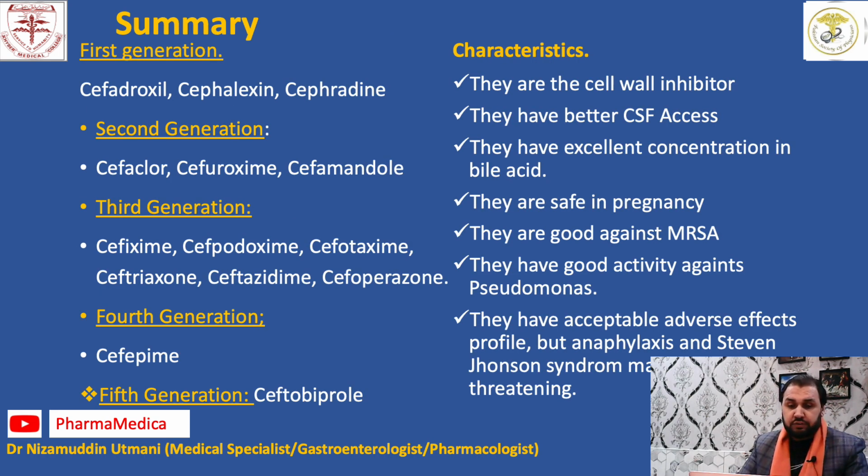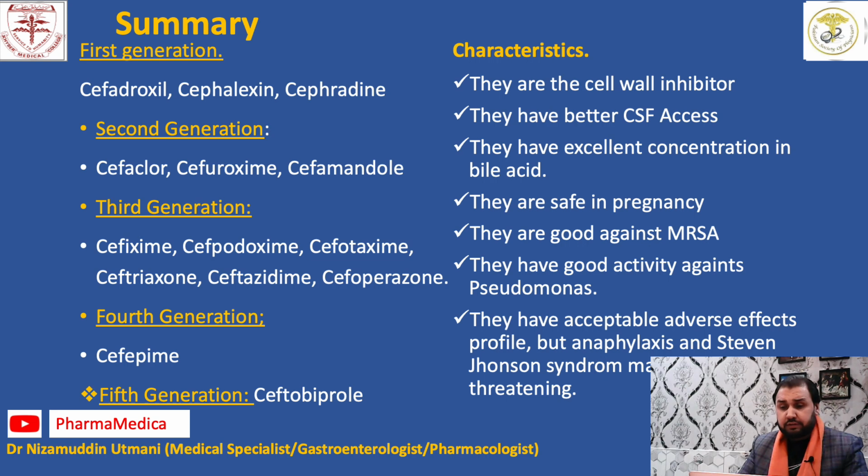First generation: cefadroxil, cefalexin, cefradine. Second generation: cefaclor, cefuroxime, cefamandole. Third generation: cefixime, cefotaxime, ceftriaxone, ceftazidime, and cefoperazone. And fourth generation is cefepime, and the fifth generation is ceftaroline. They all are cell wall inhibitors.